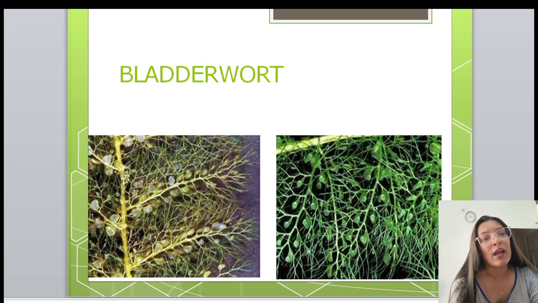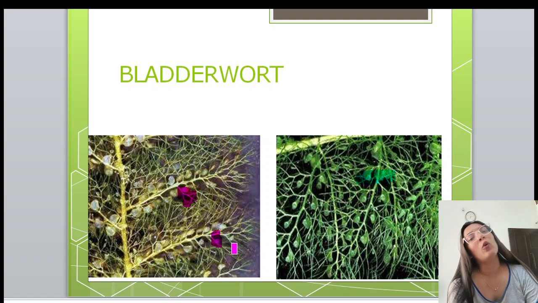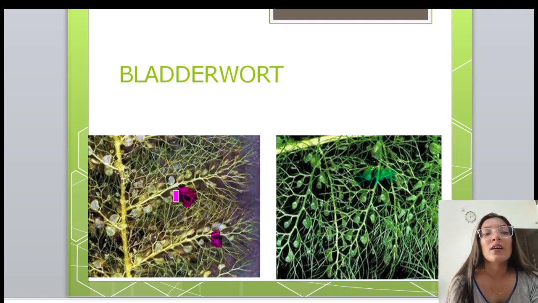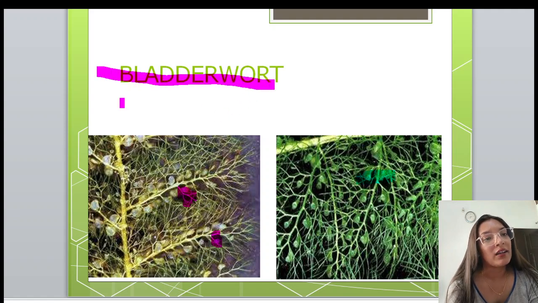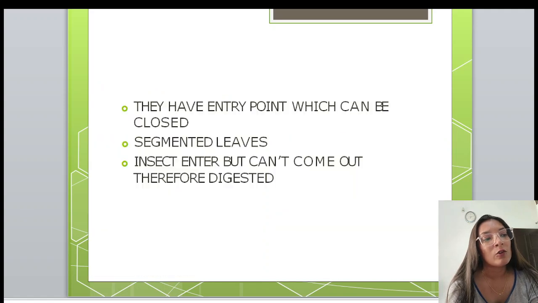Next we have bladderwort. What happens in bladderwort? Can you see these balloon-like structures? These balloon-like structures are called bladders, and they have one hole in them. An insect comes, it enters into the hole, and as soon as it enters, the hole gets closed. The insect will get trapped and it will get digested. So this was your third example of the insectivorous plant.